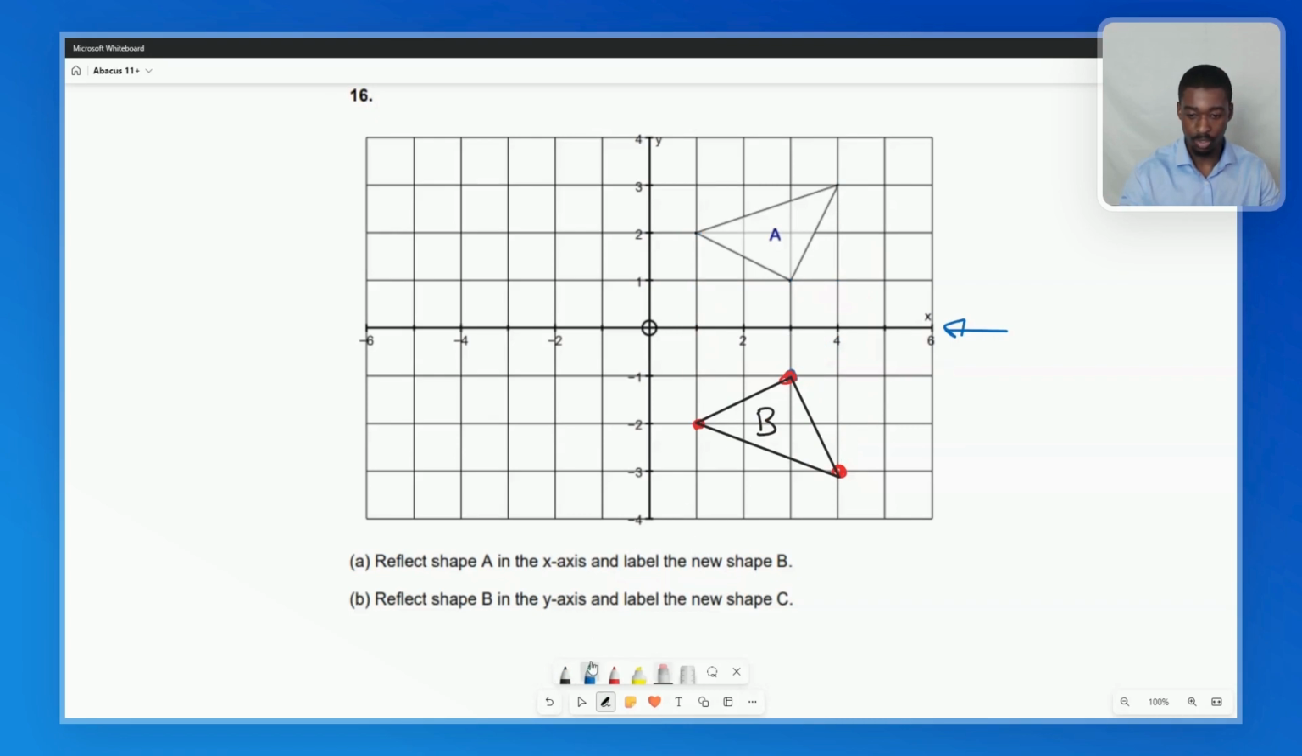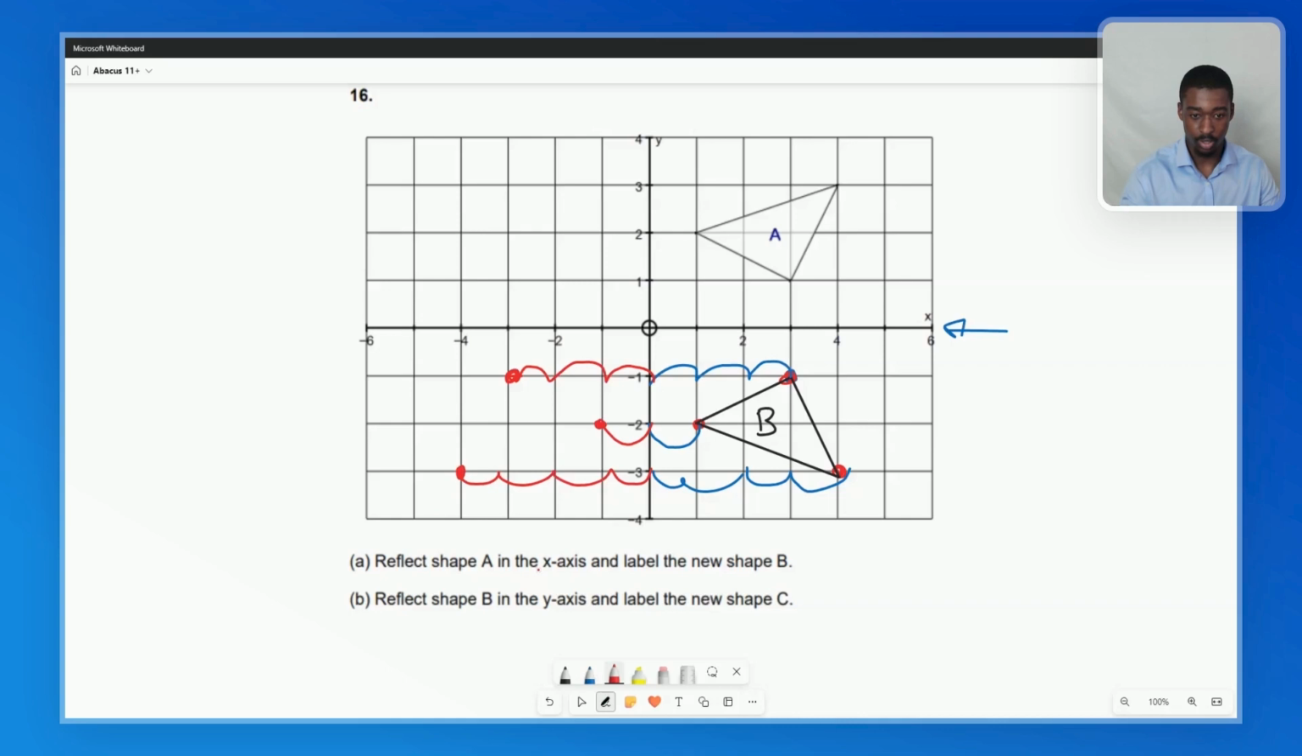Then for part B, we're going to reflect shape B in the y-axis and label this new shape C. So same thing, we have our y-axis here, right? X and Y. This is the Y. So step by step, same thing. 1 away from the line of reflection. So again, we're going to go 1 away, new point. Here we are 1, 2, 3 away. So we're going to go 1, 2, 3 away. Then here we are 1, 2, 3, 4 away. So we're going to go 1, 2, 3, 4.